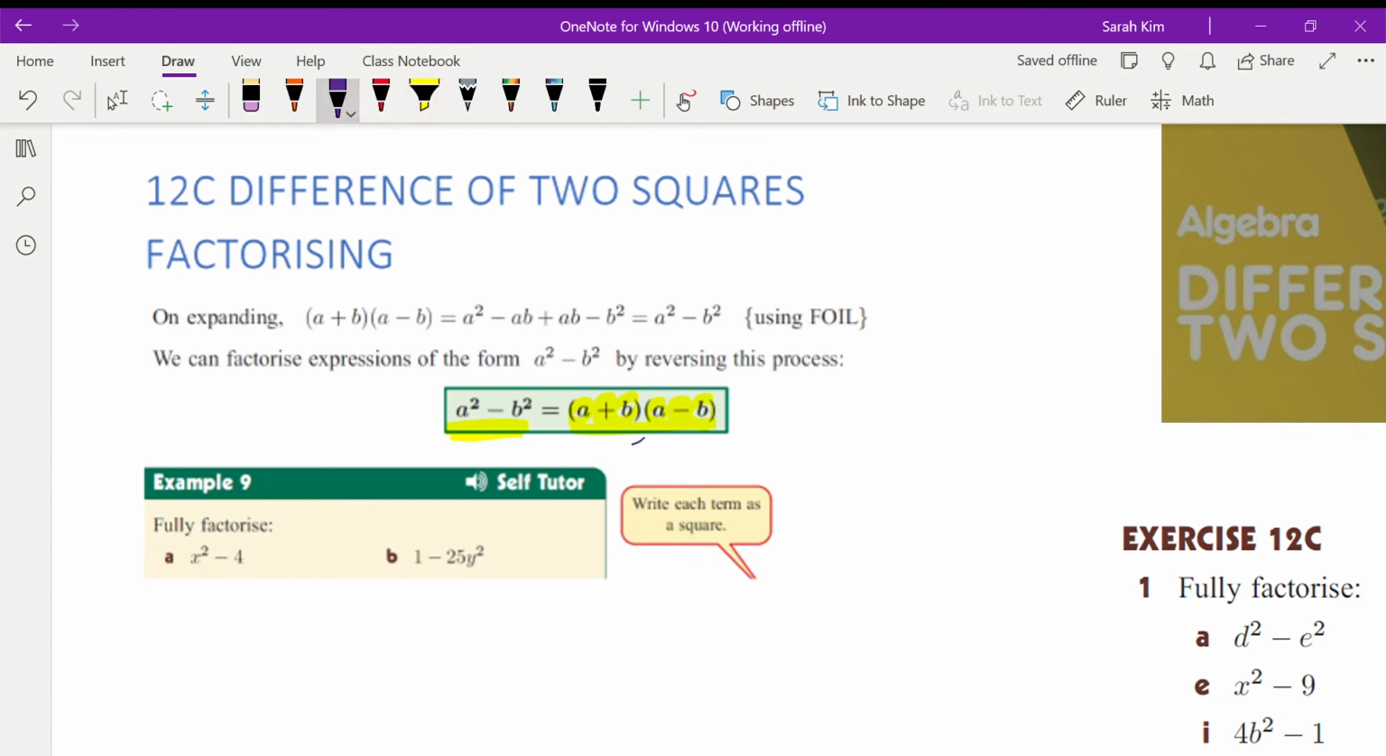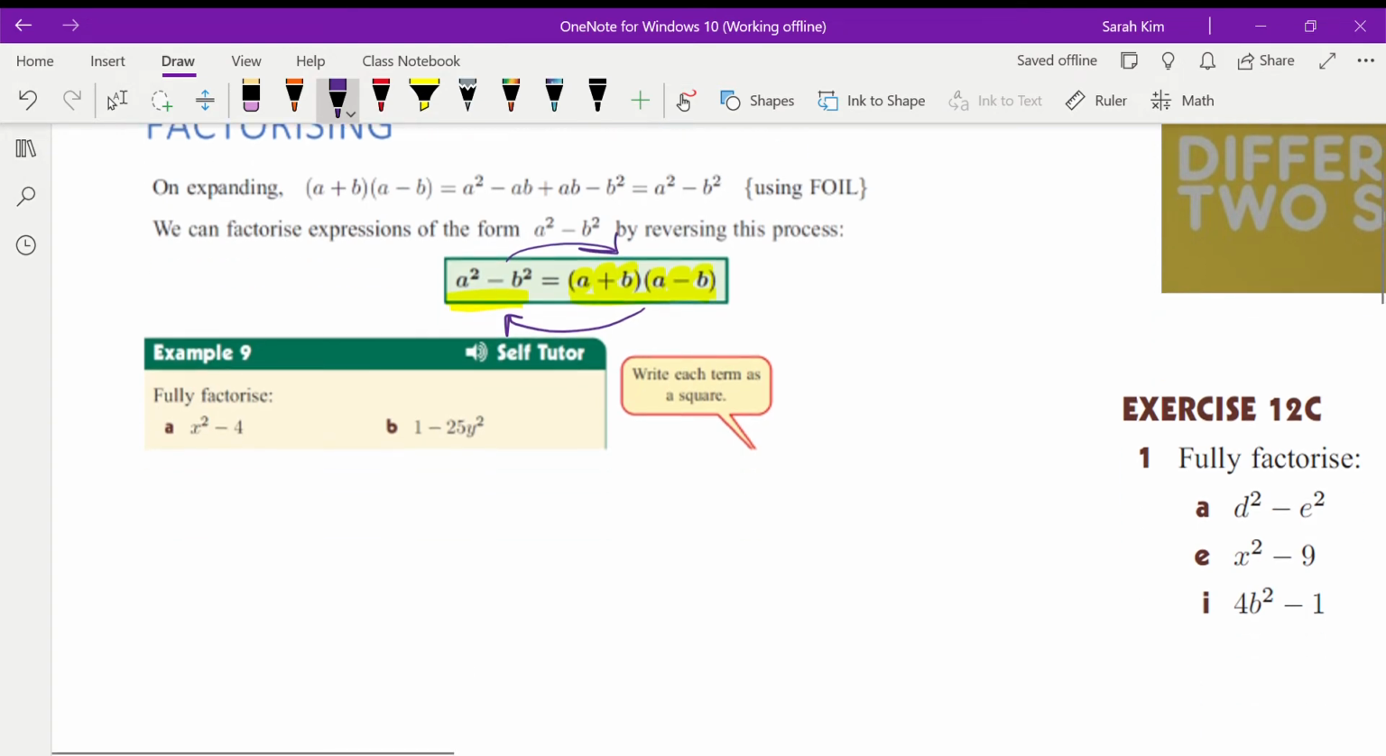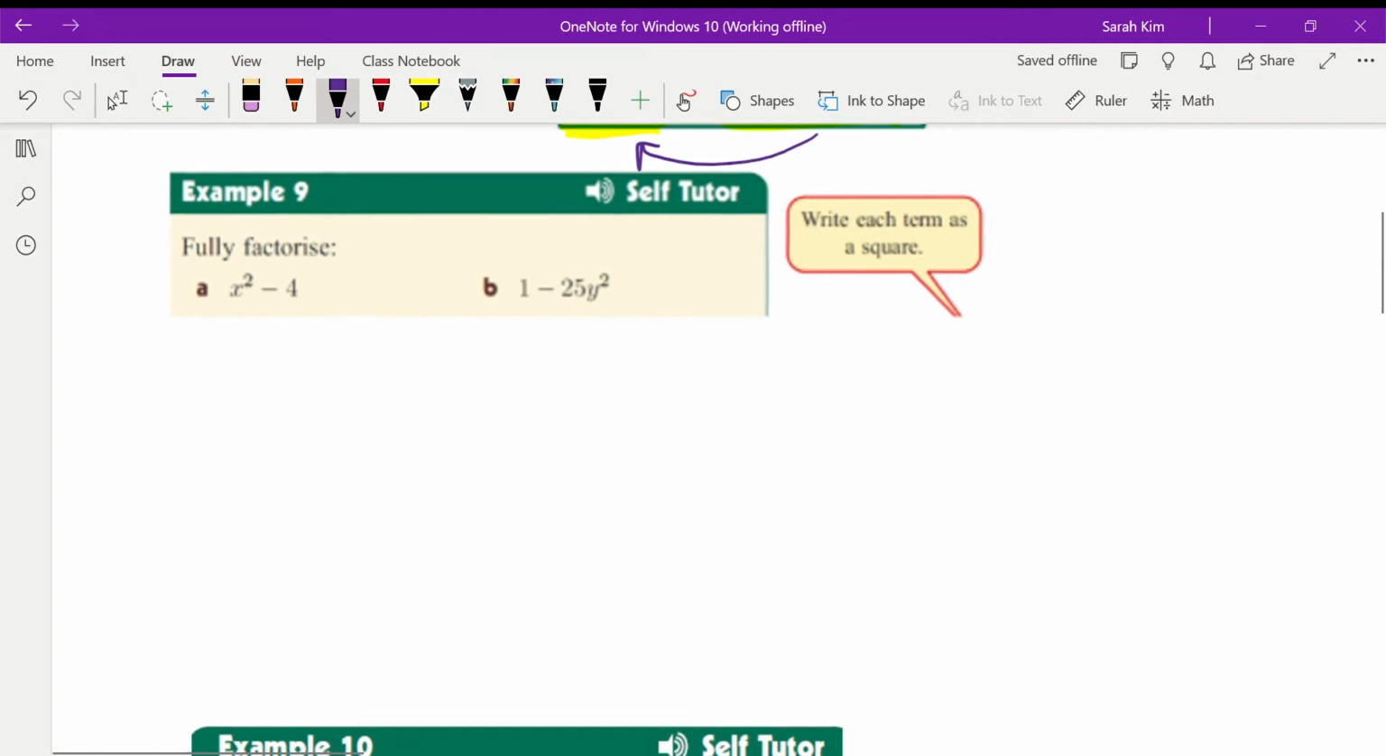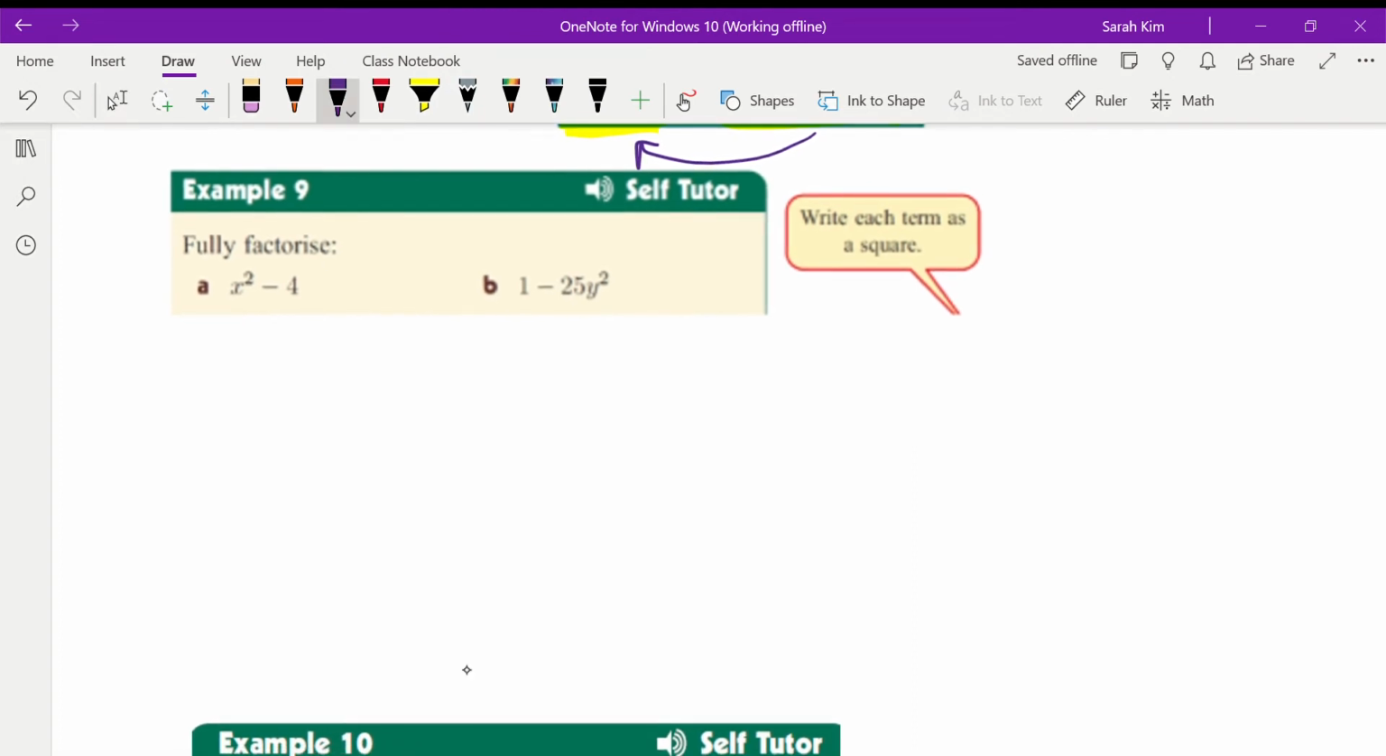So because we were able to go that way, we should be able to also go the other way and factorize it as well. So let's give that one a go. All you have to do is identify which one's your A and which one's your B. Right, so that's the first thing you need to do. Well, let's have a look at it.